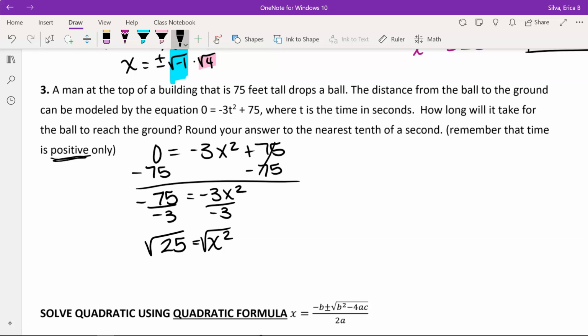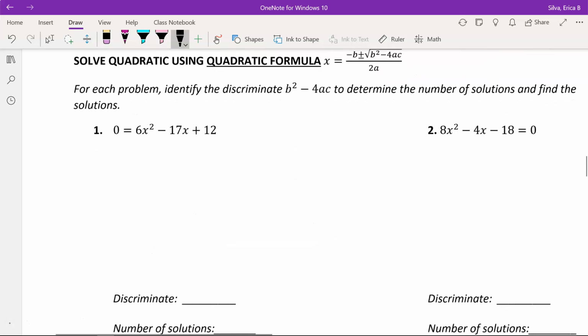We do the square root, and we have plus or minus 5 is equal to x. Now remember, we're looking for the positive solution only because we're talking about seconds. So x is equal to positive 5. Okay, let's look at the next part.